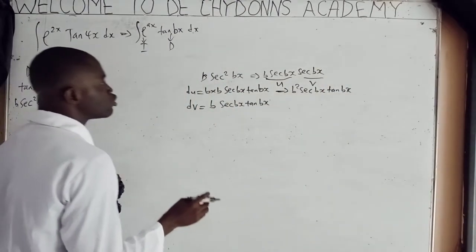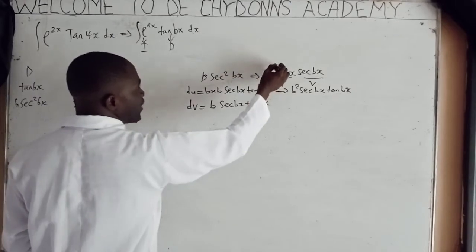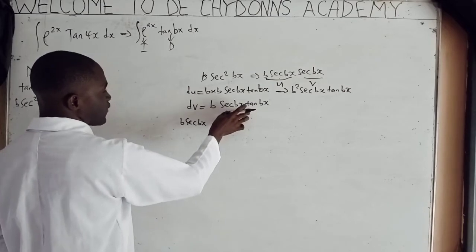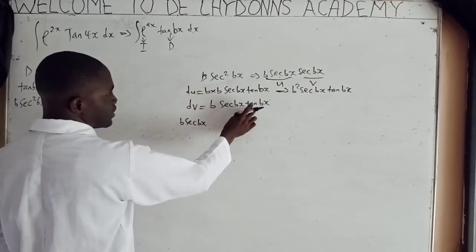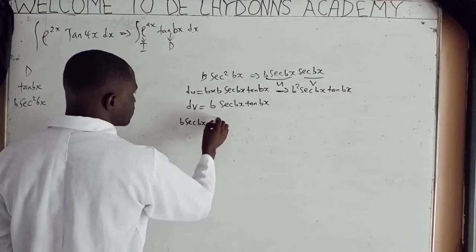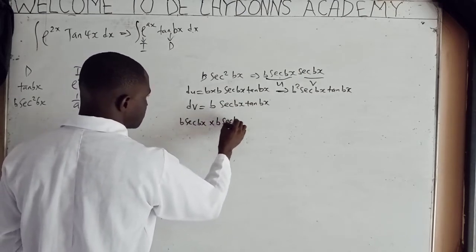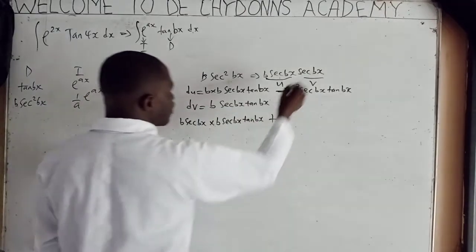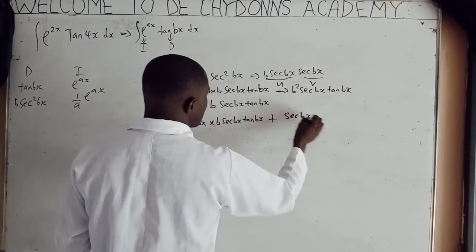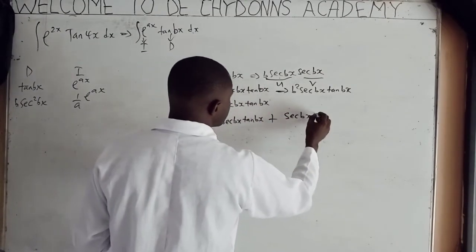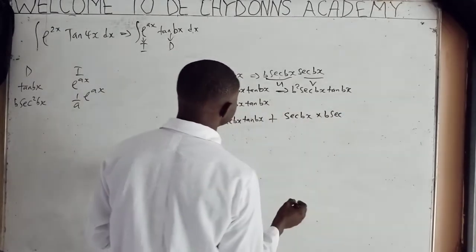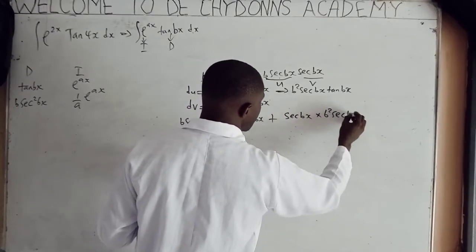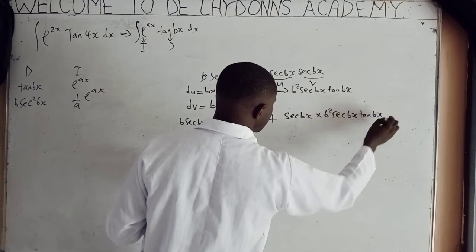Now you apply the product rule. Product rule means put down the first, b sec bx, put the differentiation of the second, that will be b sec bx tan bx, plus put down the second, which is sec bx tan bx, put the differentiation of the first, b square sec bx tan bx.